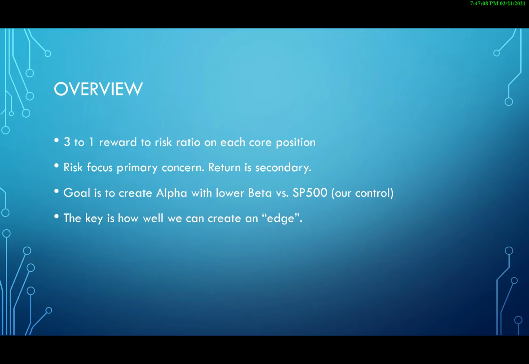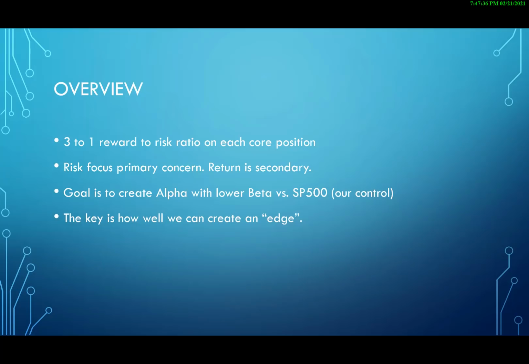And again, our goal is to create alpha with lower beta versus our control study, which is the S&P 500. So we balance at the end of each month, at the end of each quarter, at the end of each year, whether or not this program was successful based on two things. Based on A, whether we beat the market, and B, whether we did that with a lower beta or a lower standard deviation, a lower level of volatility.